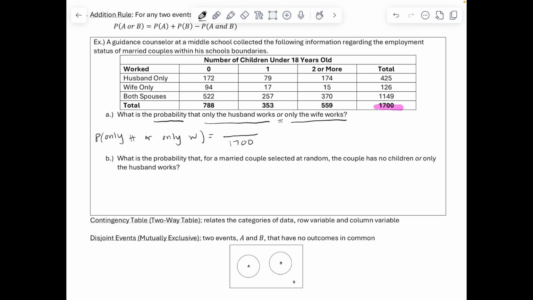And so doing that, only the husband works. We have a total of 425. And we got that number by adding up 172, 79, and 174. And then it says, or only the wife works. And the total number of people where only the wife works is 126. And so those two values I need to add together. So we have 425 plus 126.